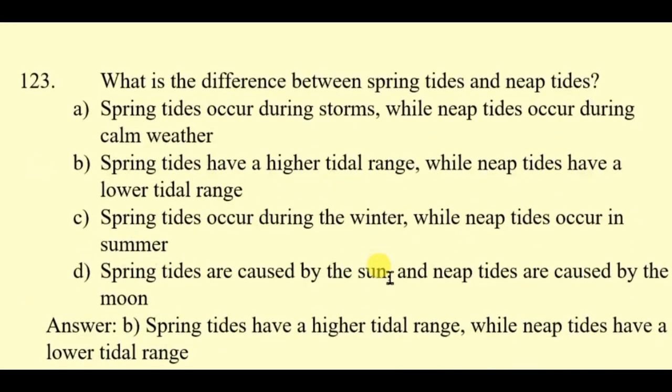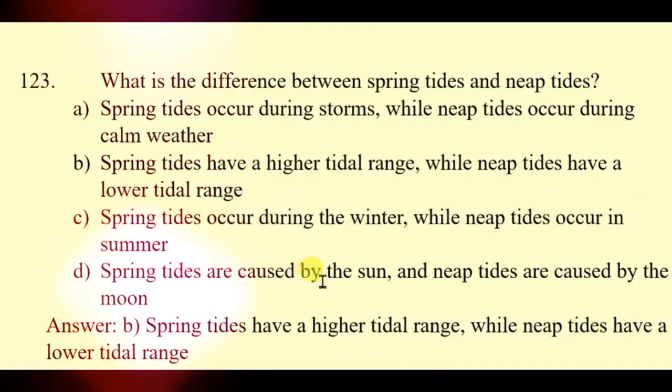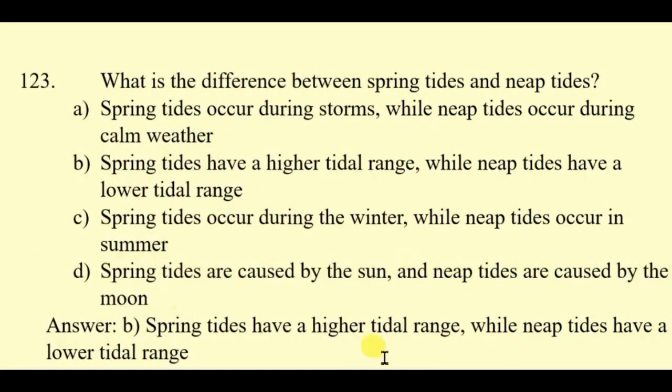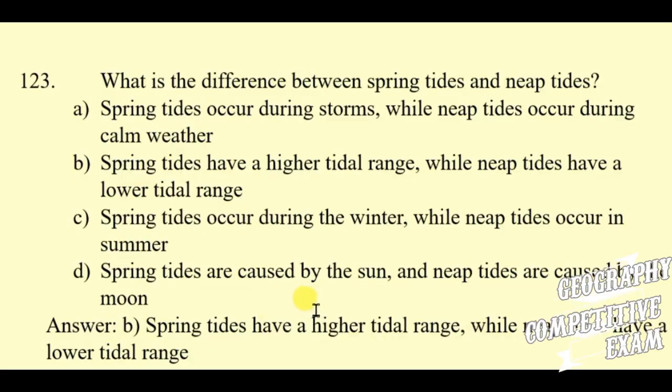Question 123. What is the difference between spring tides and neap tides? Spring tides occur during storms, while neap tides occur during calm weather. Spring tides have a higher tidal range, while neap tides have a lower tidal range. Spring tides occur during the winter, while neap tides occur in the summer. Spring tides are caused by the sun, and the neap tides are caused by the moon. And the correct answer will be spring tides have a higher tidal range, while neap tides have a lower tidal range. Tidal range means the difference between the height of high tide and low tide.